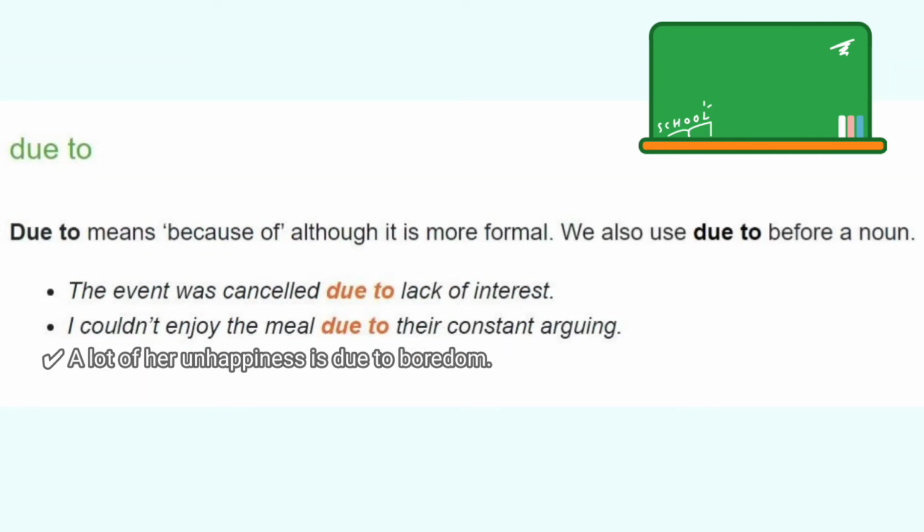Due to means because of, although it is more formal. We also use due to before a noun. For example, the event was cancelled due to lack of interest. I couldn't enjoy the meal due to their constant arguing. A lot of her unhappiness is due to boredom.